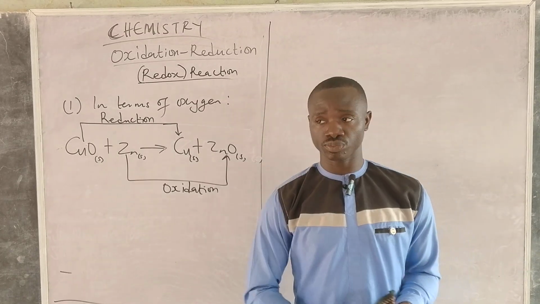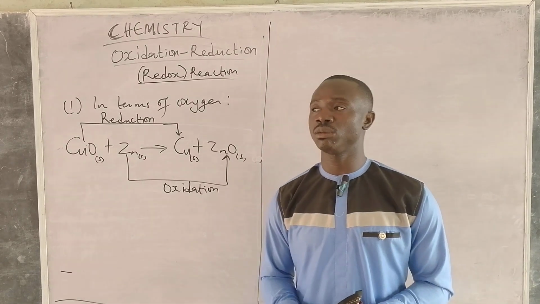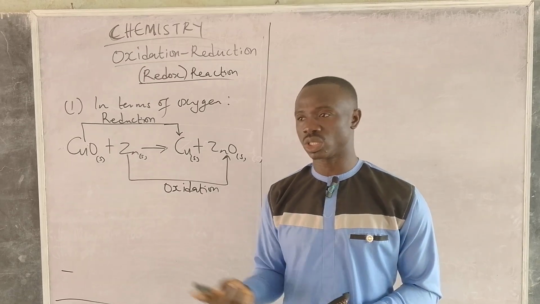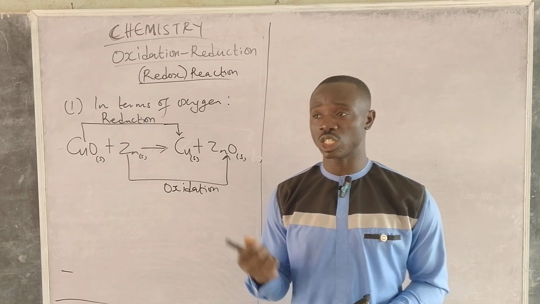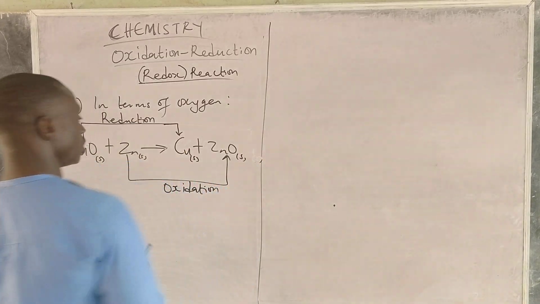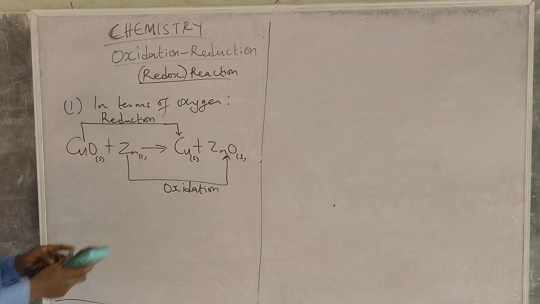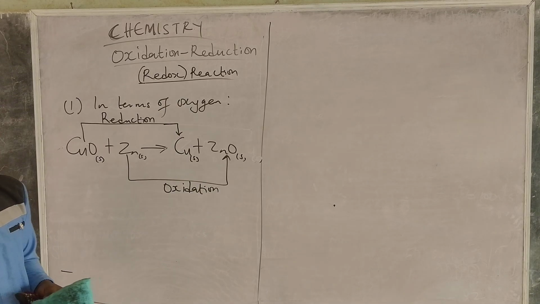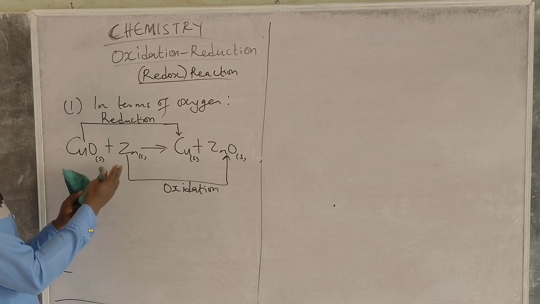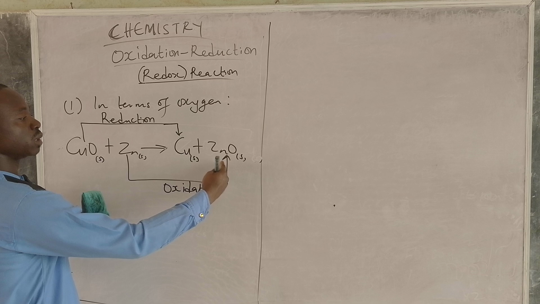Now in this equation, you can be asked to state which one is the oxidizing agent and the reducing agent. I want you to bear in mind that in any equation, the oxidizing agent is the one that is being reduced, while the reducing agent is the one that is being oxidized. So anytime you're asked to find the oxidizing agent and the reducing agent, please always look at the left hand side of the equation, the reactant side, and not the right hand side or the product side.